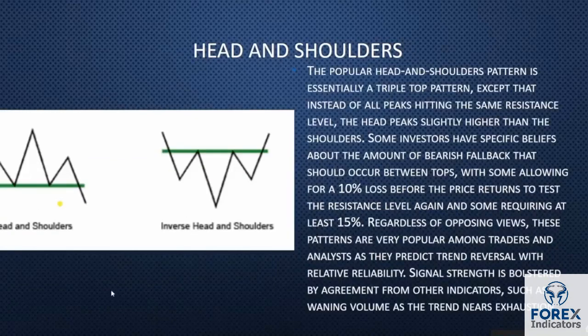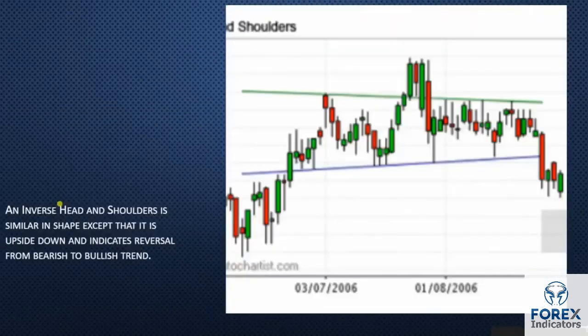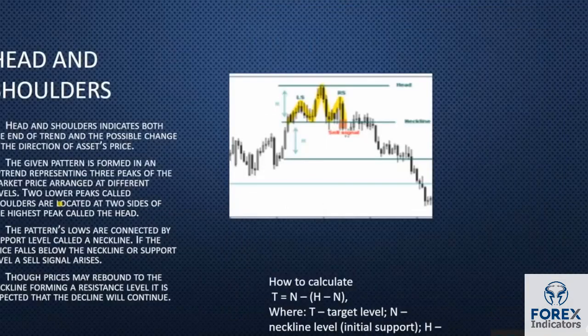The popular head and shoulders pattern is essentially a triple top, except that with all of the peaks hitting the same resistance level, the head peaks slightly higher than the shoulders. Some investors have specific beliefs about the amount of the bearish pullback that should occur between the tops and the bottoms. And inverse head and shoulders is similar to that, except it's in the reverse.